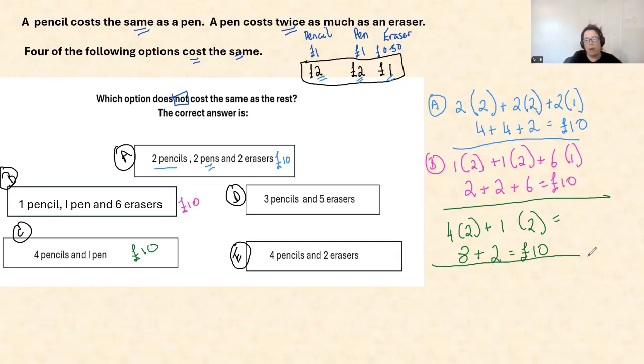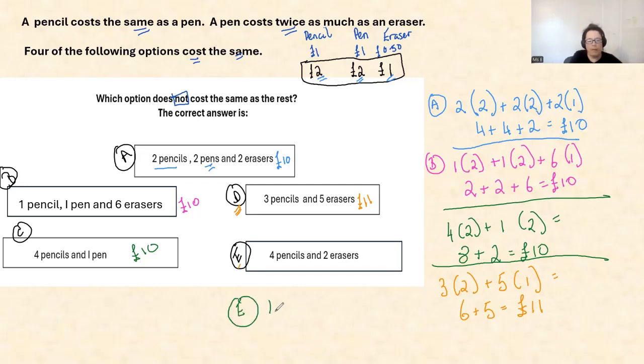Let's have a look at D. For D, I have 3 pencils, 3 multiplied by 2, plus 5 erasers, 5 multiplied by 1, equals 3 twos are 6, plus 5 ones are 5. Here, however, I do not get £10, I get £11. So it looks like D does not cost the same as all the other ones. But let's try E and see if we come up with £10.